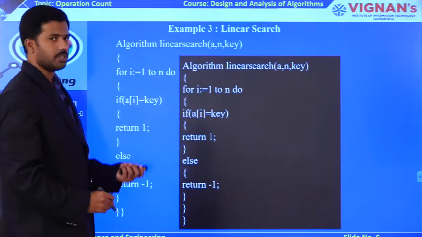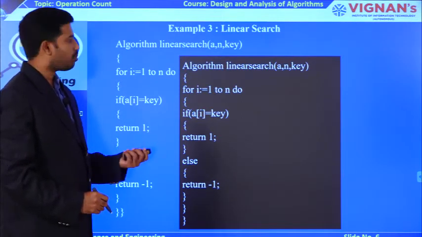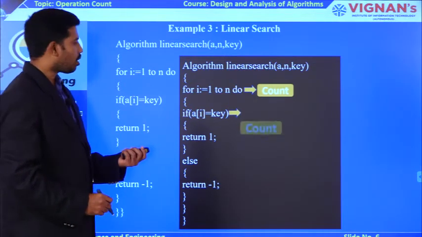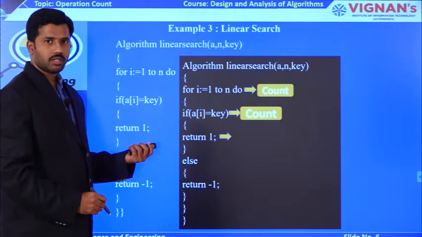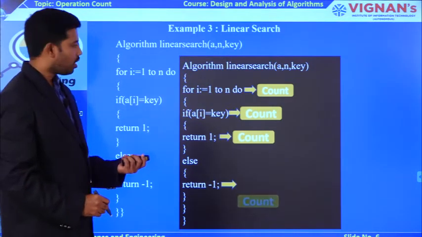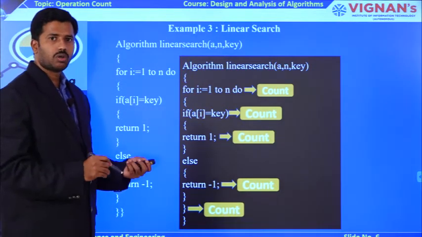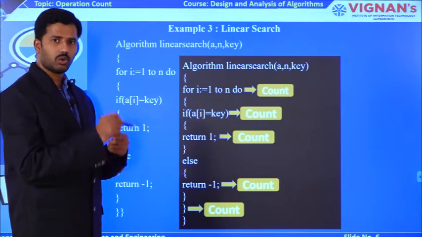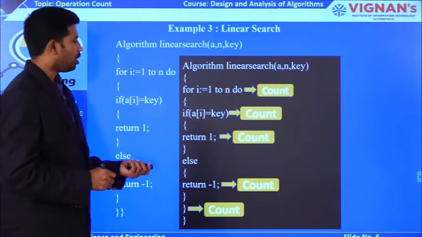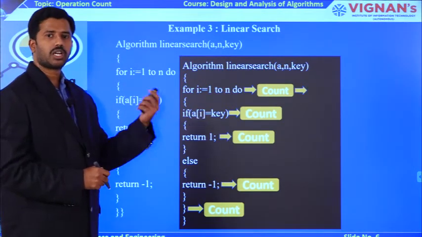Okay. Now you try to observe. How many count variables do you require? You require the first count variable for the for loop, the second count variable for the if condition, and the third count variable for the return statement. And you require a fourth count variable for the return -1 statement, and the last, fifth count variable for the control to come out from the for loop. For loops, entering is one operation and coming out from the loop is another operation. So likewise you have 5 count variables required for this algorithm.